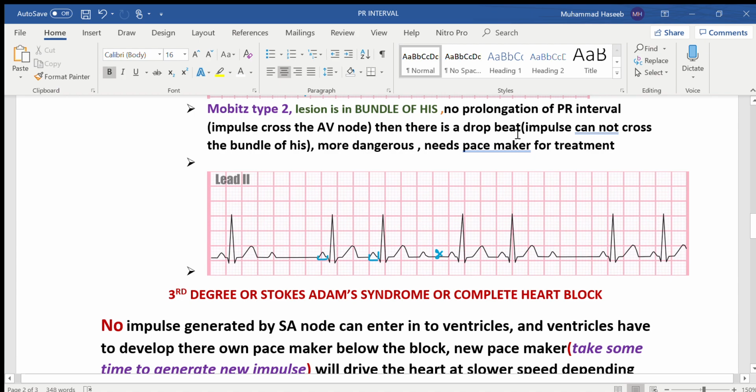Then there is a sudden drop beat. The impulse cannot cross the bundle of His. It's more dangerous, and this immediately needs a pacemaker for treatment.